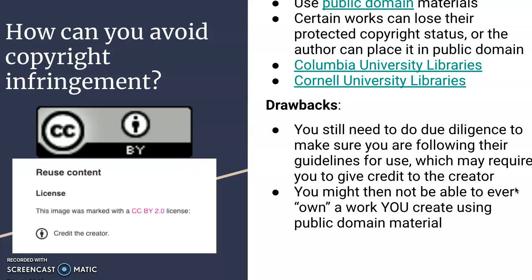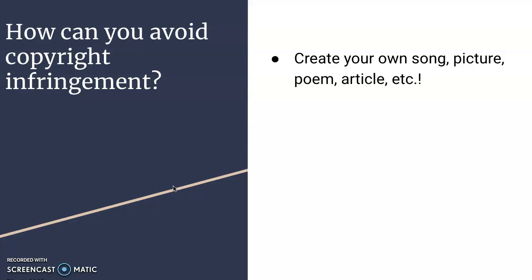Another royalty-free area is the public domain. So the Creative Commons has a lot of images and different media that you can use and put into your presentations and different things like that, depending on if the work lost its protected copyright status or the author specifically put it in the public domain. Columbia University Libraries and Cornell University Libraries are a good place to look, but you can also just search the Creative Commons. Again, make sure if you need to give credit to the author, you follow that guideline, or else you could be subject to copyright infringement again. So like this CC BY 2.0 license requires you to credit the creator. Very simple. And obviously you can also create your own. You can create your own songs, pictures, poems, articles, etc.